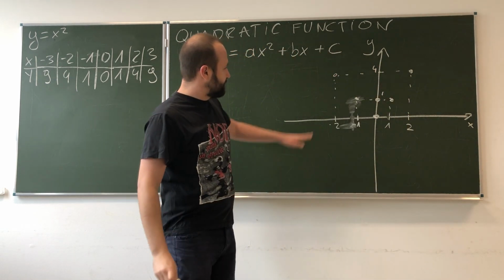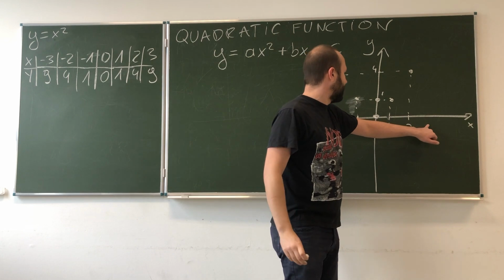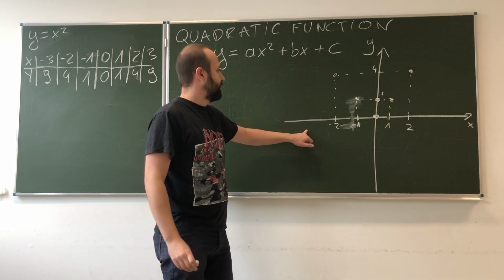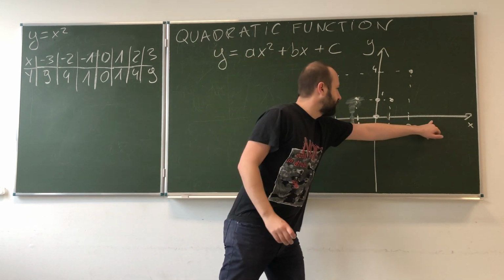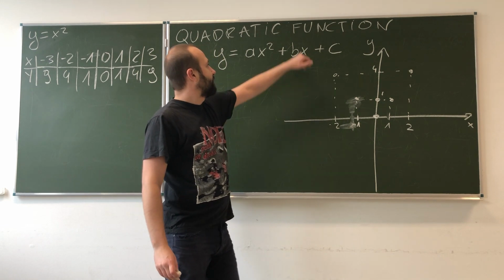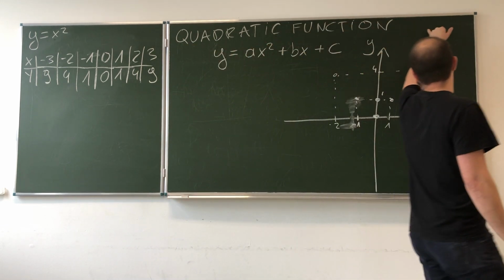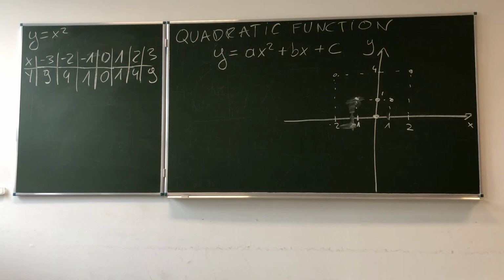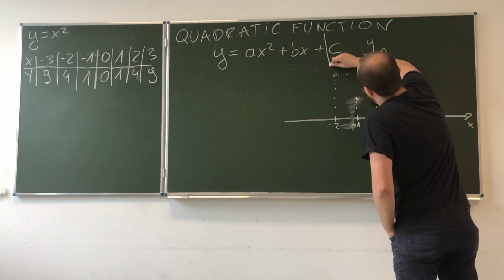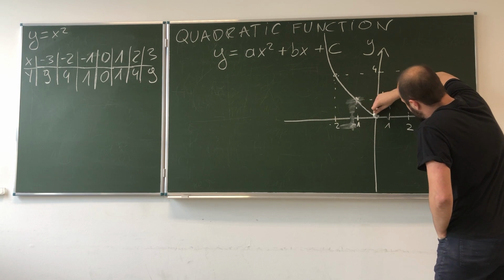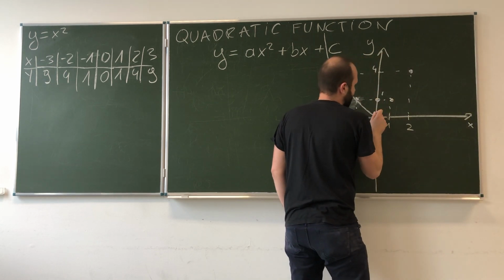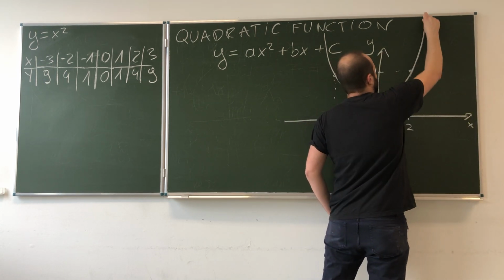Now, we could also imagine that if the argument would be 3 or negative 3, the value would be 9 on both sides. So, if I would connect all those possible points, I should get a line, a curve that looks like this.